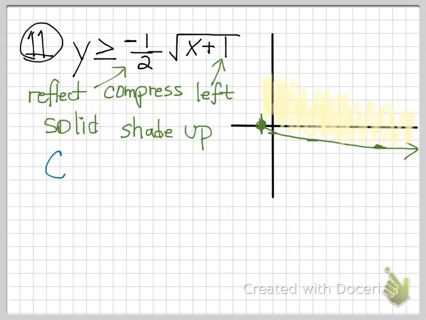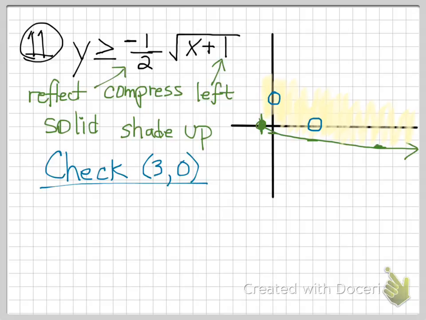Now we're ready to check. The easiest points to check are right above points that are already on my graph. So I could pick a point on the y-axis, or I could pick a point on the x-axis. Either one. I'm going to use the point on the x-axis. That would be the point (3, 0). Okay, so let's plug it in. Y is 0, greater than or equal to -1/2 times the square root of 3 plus 1.